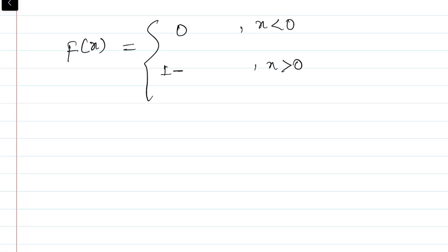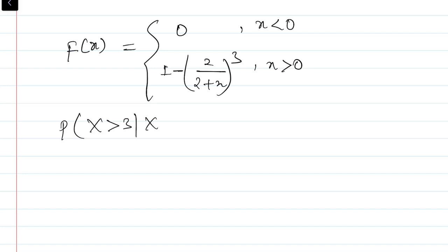Suppose you are given a CDF: 0 when x is less than 0, and when x is greater than 0, the CDF is 1 minus (2 divided by (2 plus x)) to the power cube. And you are asked to calculate the conditional probability where x is greater than 3 given x is greater than 1. So you are asked to calculate the probability of this thing.